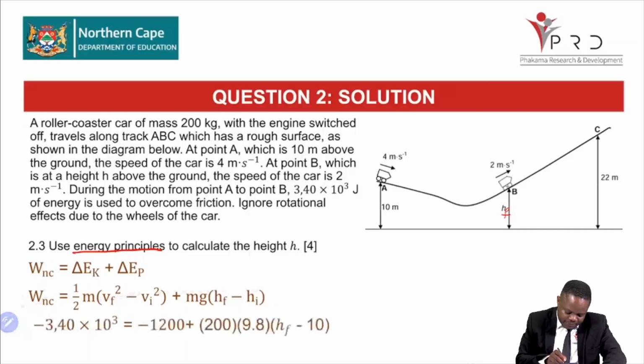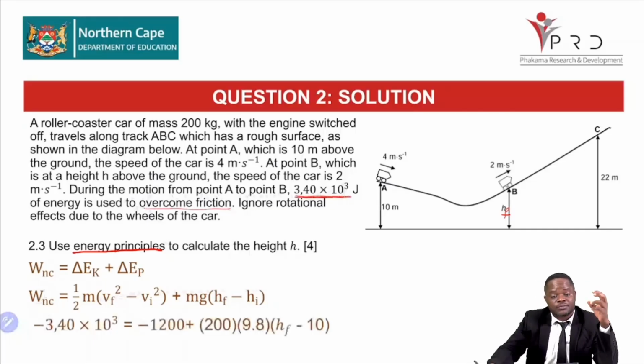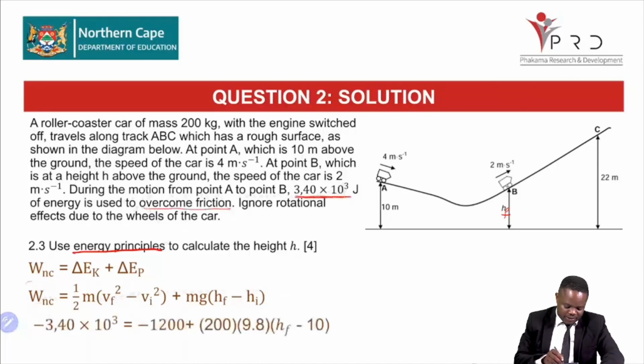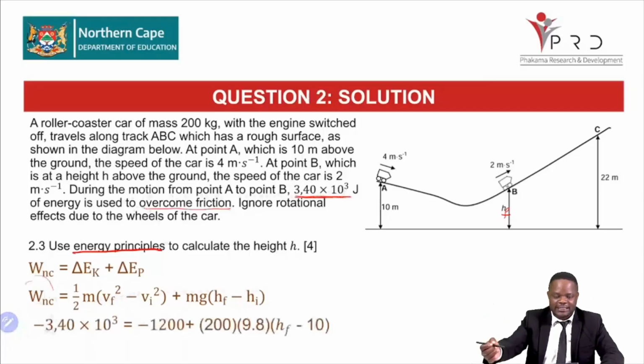The work done by the non-conservative forces, you are given there: during the motion, 3,4 times 10 to the power 3 joules is used to overcome frictional force, which is your non-conservative force. So this energy is the work done by the non-conservative forces. And you're talking about friction, so we know that negative work is done. So it's a negative 3,4 times 10 to the power 3 joules. Take note of all the detail, grade 12s.